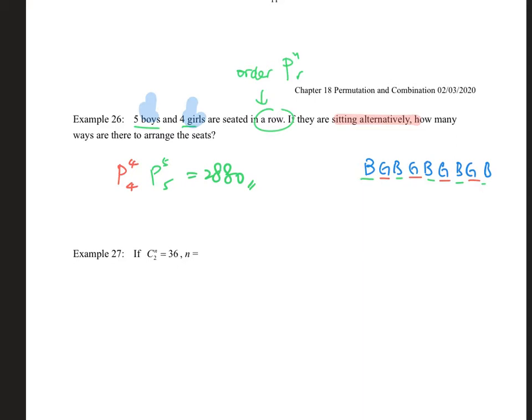Then you may ask, if there are more boys or fewer girls, how would the question be asked or done? Then we may not use "alternately". For example, this time you have 4 boys and then 4 girls, and we'll use a phrase like "the 4 girls cannot sit together". So you need to separate them. They can't sit together.